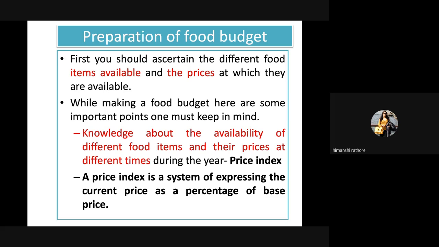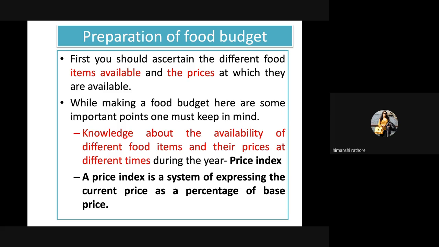Secondly, at what price they are available in different markets, how the pricing varies in the market. While making a food budget, here are some important key points which you can keep in mind. First of all, as I told you, knowledge about the availability of different food items in your country, in your state, or in your community, their prices, so that you can compare the prices. One market may provide that ingredient at some price, and in some other market there is a variation of price, so you have to look at the price during the year.